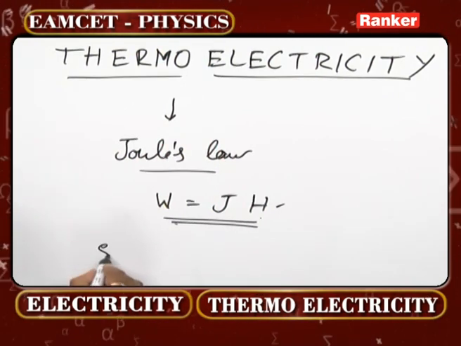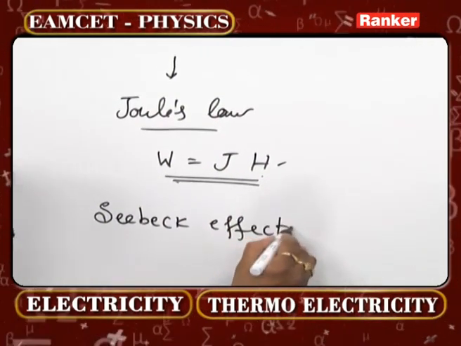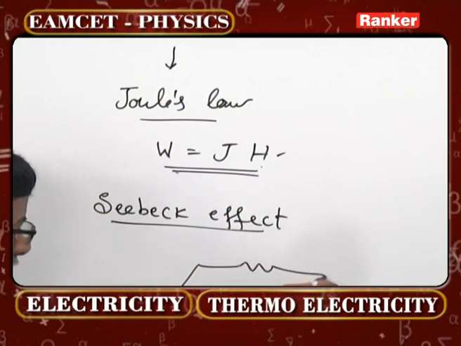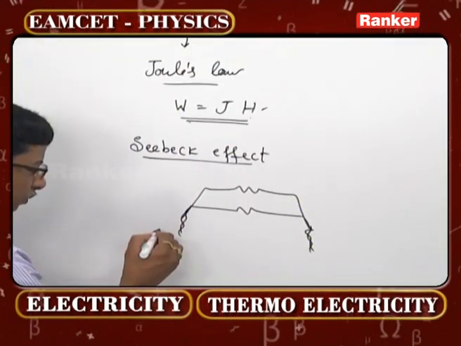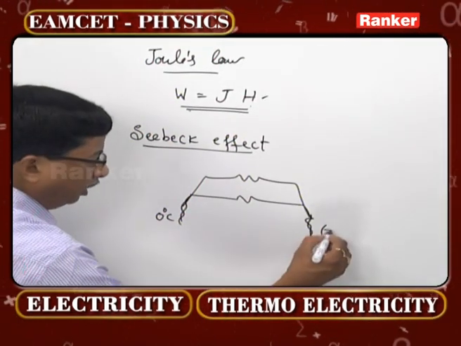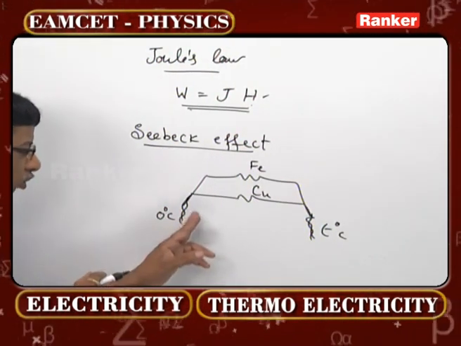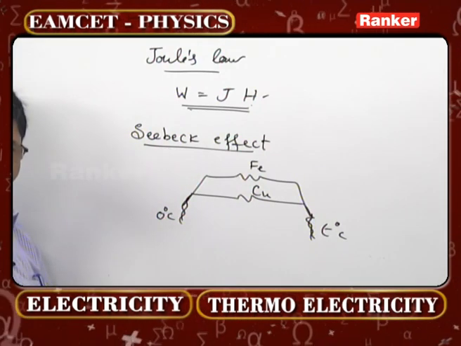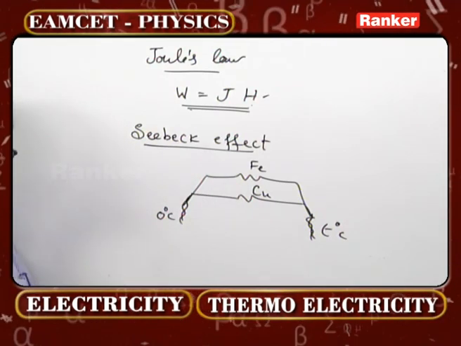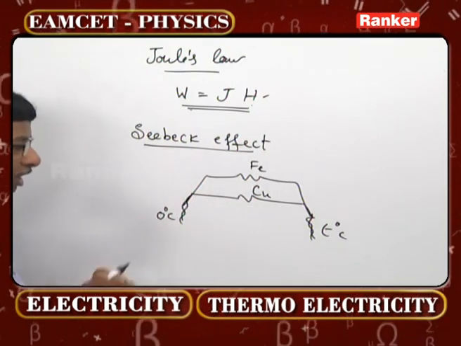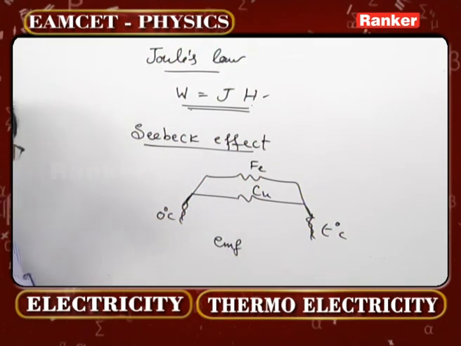Coming to the second one, according to the concept of the Seebeck effect, we can understand that whenever a thermocouple made up of two different metals is maintained at different temperatures, such as one at 0 and one at T degree centigrade, let us say this is iron, this is copper, one is said to be the cold junction and the other the hot junction. This pair of metals is called a thermocouple. Whenever a temperature difference is maintained across the thermocouple, thermo EMF is generated across the system.